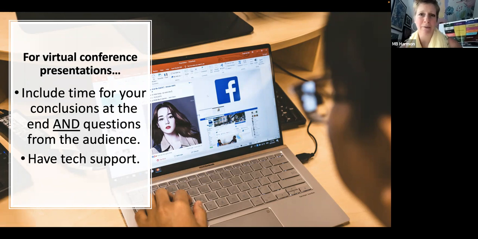If you can have tech support, somebody helping you with technology, it's not always the case, right? We can't always have someone there to help us. If you can, that would be wonderful. And it would also be wonderful to have a backup plan. So if your computer crashes, if you lose the internet, if your PowerPoint doesn't load, whatever it is, you want to make sure that you have another plan.